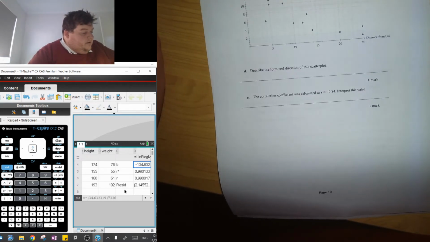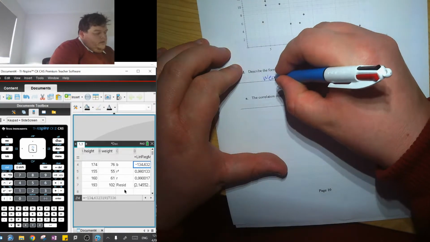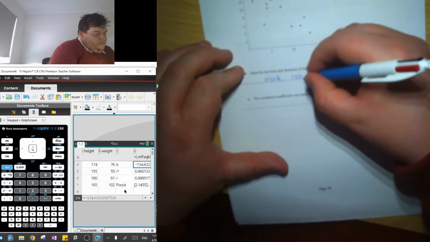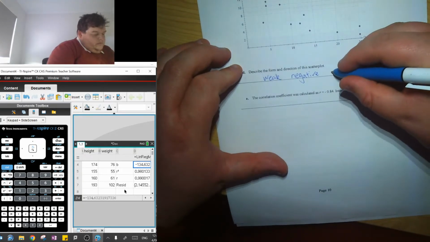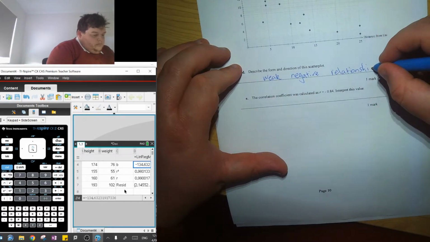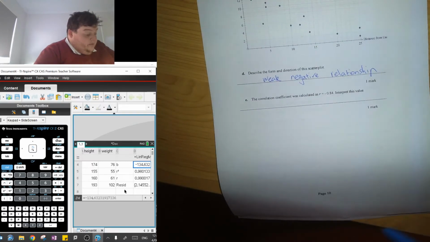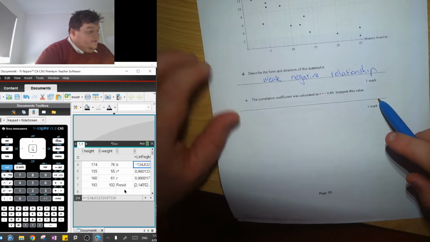Okay. They've done another one talking about the distance they live and the number of days they arrived late. Okay. It's a bit all over the place. Describe the form and direction. I would say a weak negative relationship. Correlation coefficient was far out. That makes me think that the last one's a bit wrong.